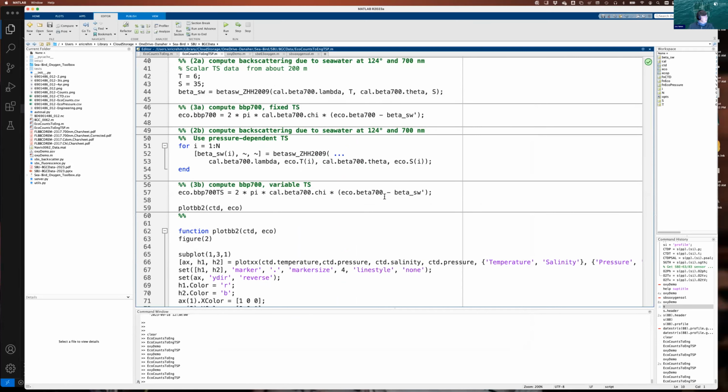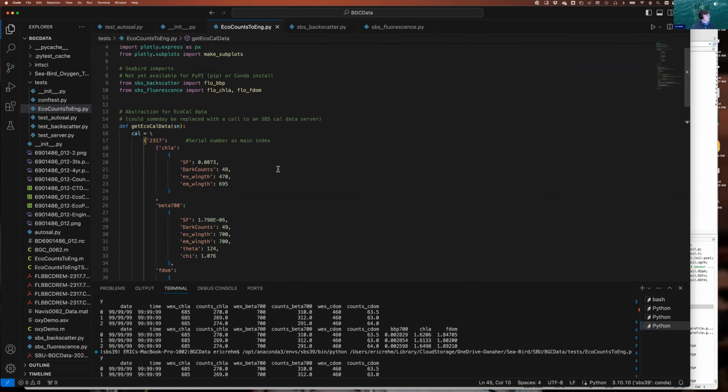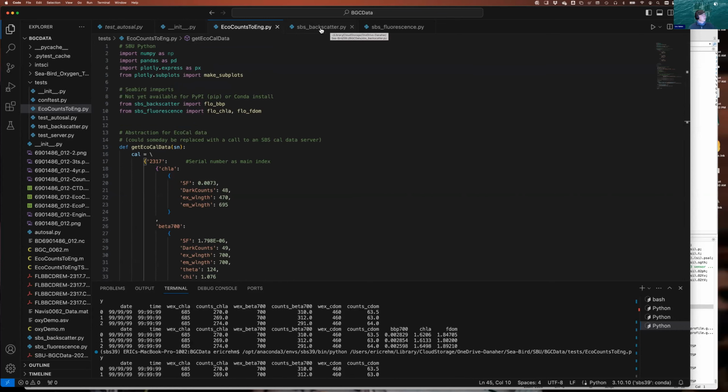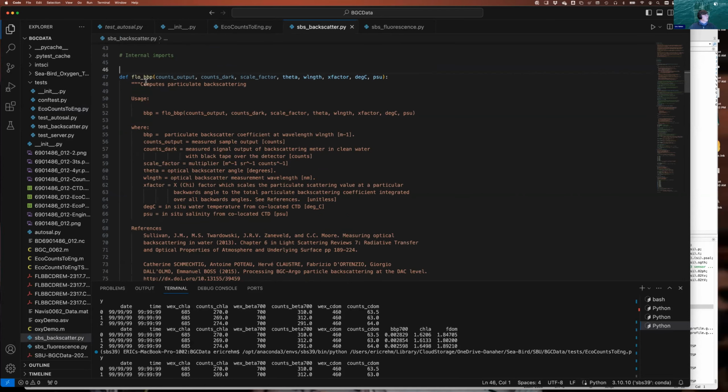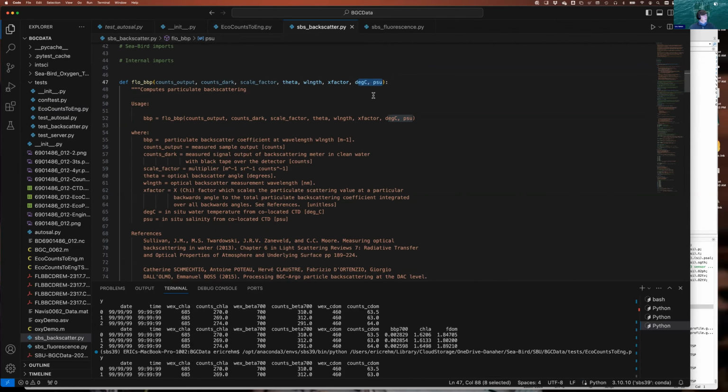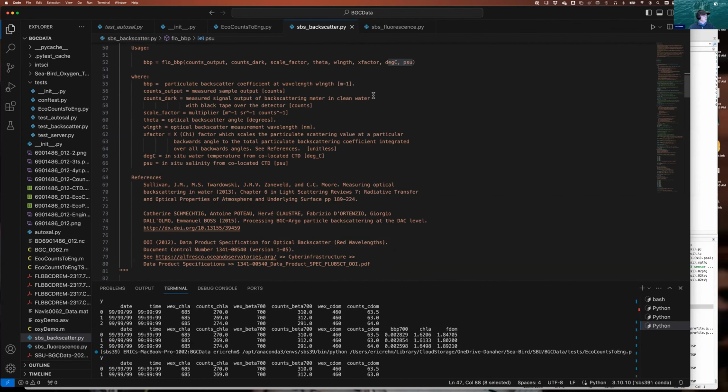We can also take a look at this in Python, essentially the same thing. And this is something to look forward to: we're developing a set of tools in Python that will be available to the general public that you can download and use. For backscattering, here's the API that we would give you. Again, it takes in everything that you need: counts from the output of the instrument, the dark counts, the scale factor, the scattering angle, the wavelength, that chi factor, and then the temperature and salinity to get the backscattering due to seawater.